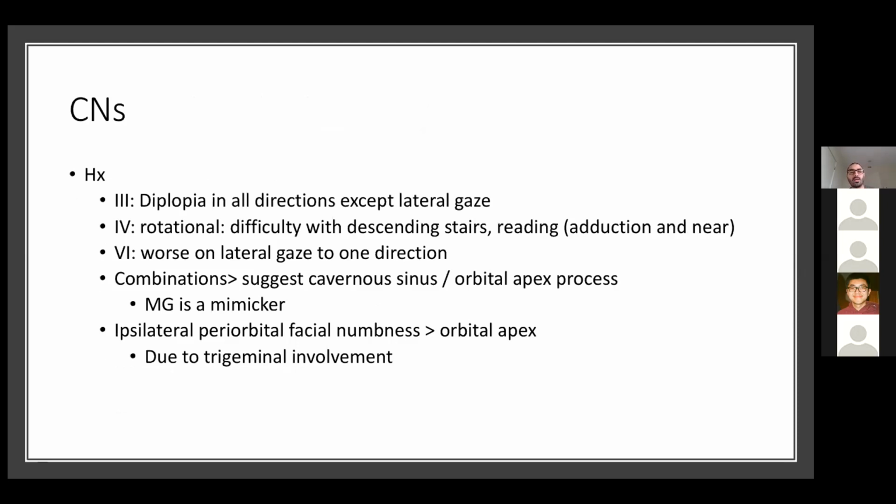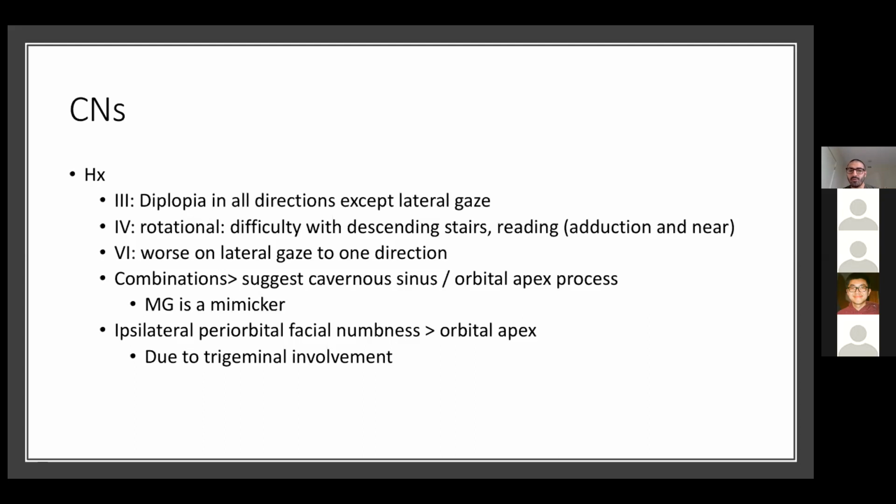And then for the cranial nerves 3, 4, 6. So the third, as we saw earlier, supplies almost all the directions except two. So the patient will complain of diplopia, usually in all directions except the lateral gaze, which is affected by the 6th nerve. The 4th nerve is not that common, and sometimes it's quite difficult to diagnose. But basically, the main complaint is a difficulty with near adduction. A classical thing is reading a book or descending the stairs. And then the sixth nerve is also lateral gaze in one direction, as we saw earlier.